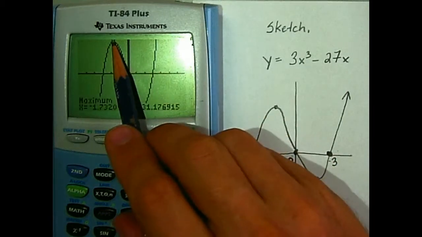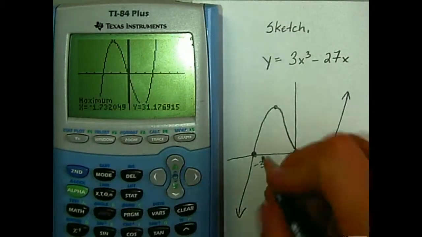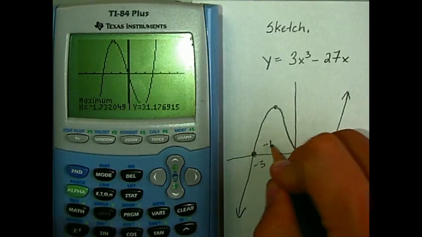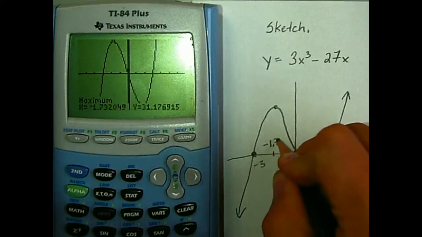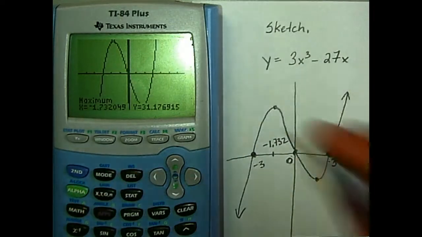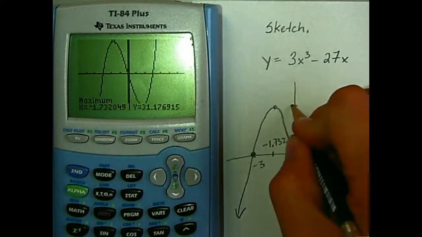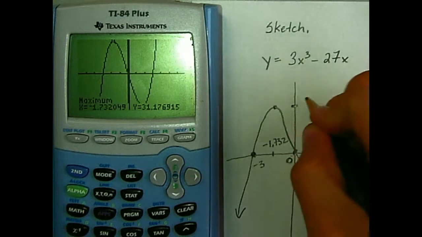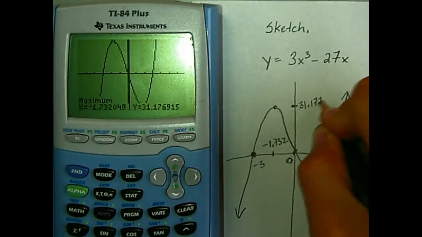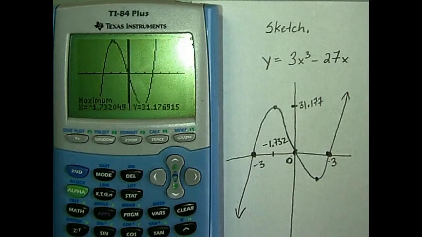So my cursor is on the very top point there. This is at x equals minus 1.732, and the height right here is 31.177. We'll round it to 3 places.